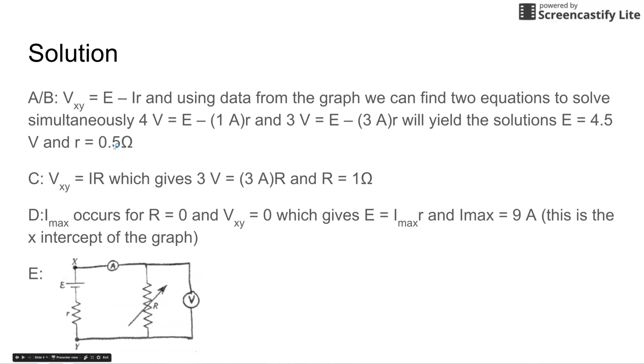So if we go to the solution page, we use the equation V of XY equals E minus Ir. And since we use the data from the graph, we can find two equations to solve simultaneously. So we get 4 volts equals E minus 1 amp times r, and 3 volts equals E minus 3 amps times r. And it will yield the solutions E equals 4.5 and r equals 0.5.